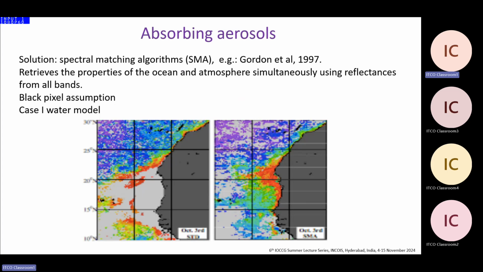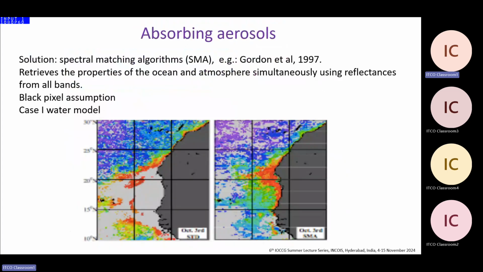So again, one solution that was developed for this is, again, spectral matching algorithms. So similar logic, a model for the ocean properties, a model for the atmosphere, and some sort of an iterative process to separate the two and do a better correction. So that's what you see here. The left image is when using the standard type of correction. So you see there are plenty of areas where nothing can be retrieved, and the spectral matching algorithm on the right side where things are much, much better.